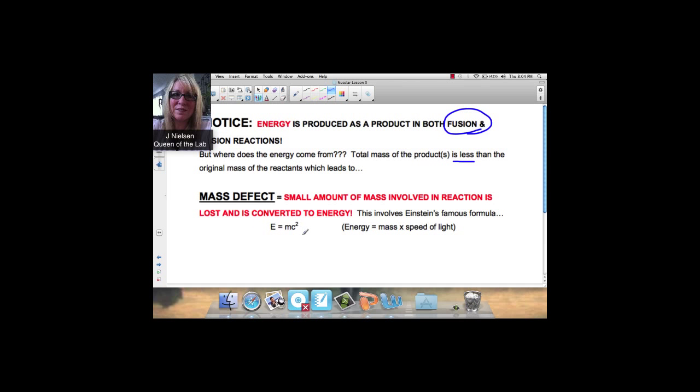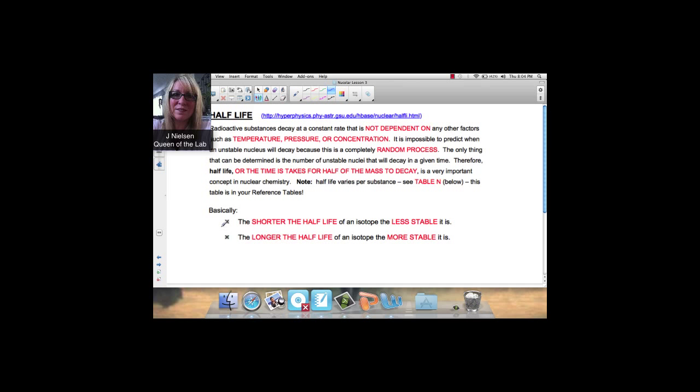where your energy is equal to the mass times the speed of light squared. All right, half-life. Half-life is the amount of time it takes for 1/2 of a radioactive substance to decay. And radioactive decay occurs at a constant rate. It's not affected by temperature, pressure, concentration, rain, sleet, or snow. It doesn't matter. Decay happens at a constant rate.